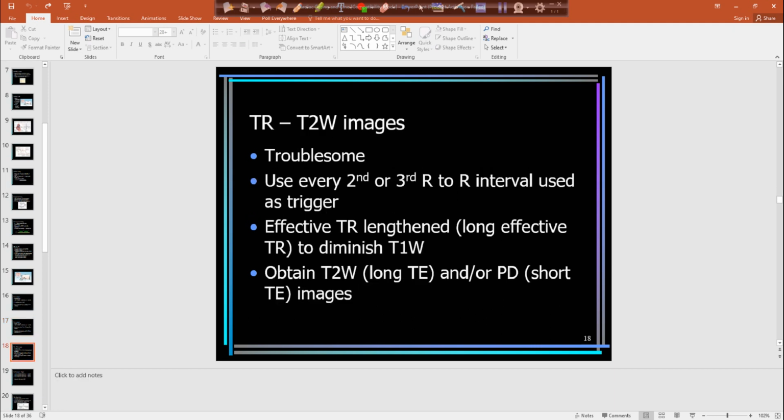So if you do desire a T2 or proton density, sometimes you have to use every second or third R interval to get that longer TR. And if you have, like we had that 40 beats per minute for that athlete and we got 1,500, sometimes you have to cut off that TR before we even get to that next R wave, just to get your desired weighting. But remember, we're still imaging within that relaxation period of the heart, where there's less motion.